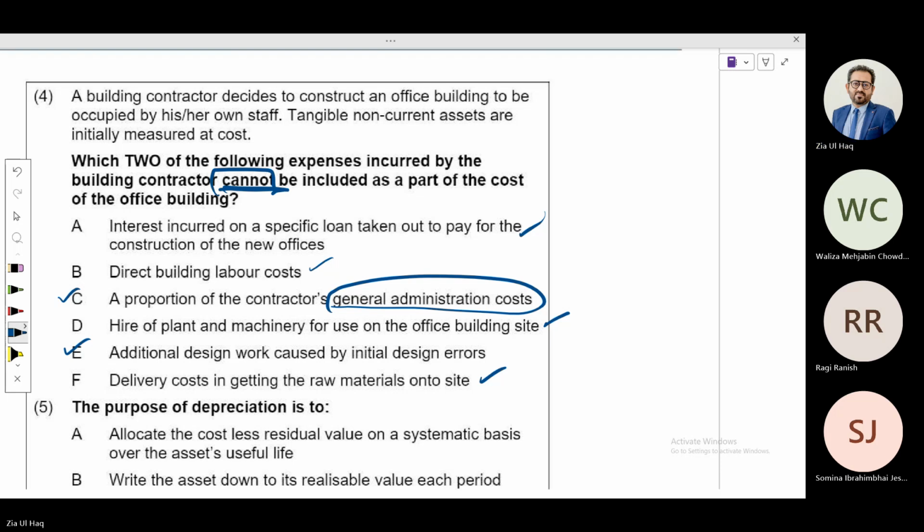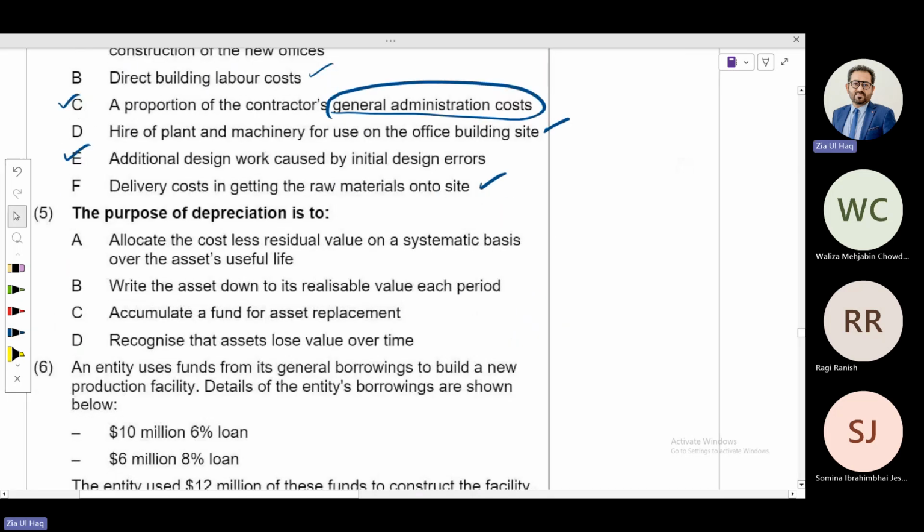Number 5. The purpose of depreciation is to systematically allocate the depreciable amount to revenue. Allocate the cost less residual value. Cost less residual value means the depreciable amount, on a systematic basis over the asset's useful life. This is fine. This definition seems correct.